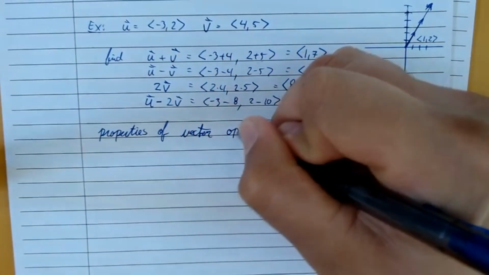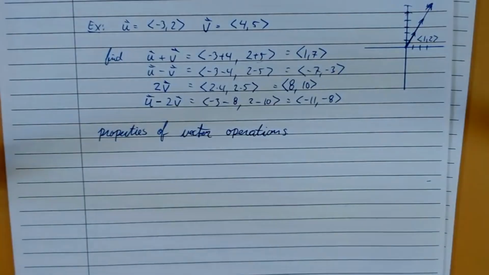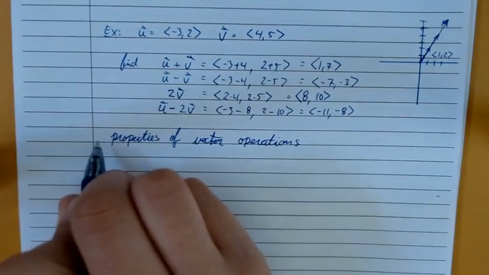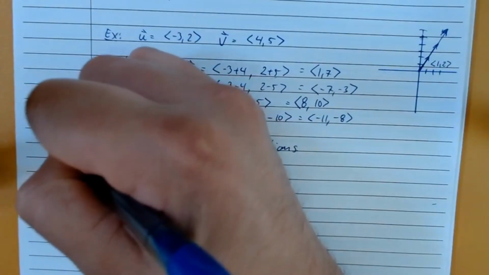Properties of vector operations. This is a theorem, so we should go ahead and state that. Normally I like to write the word theorem first, but I can put it over here. Theorem.